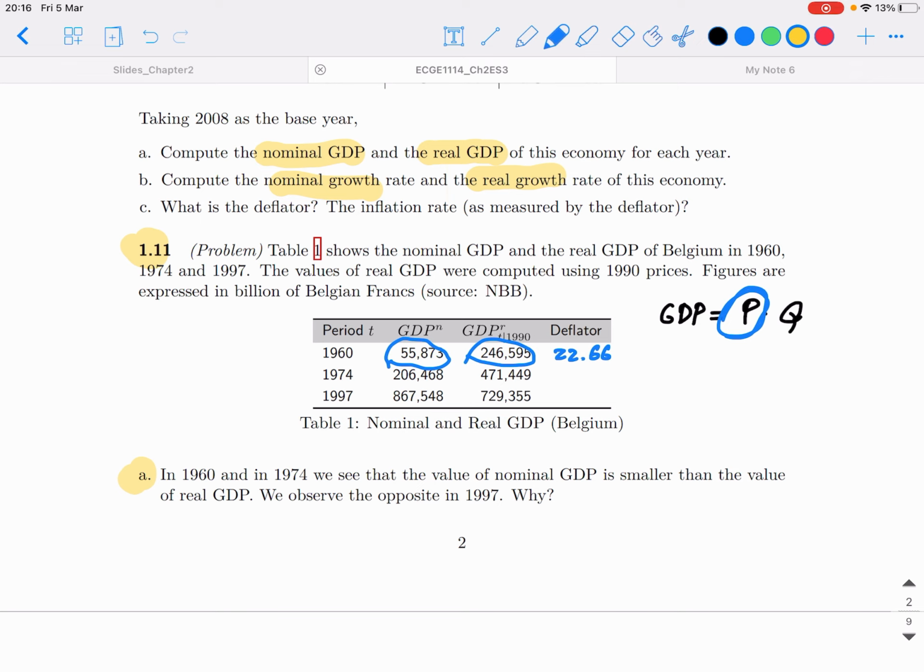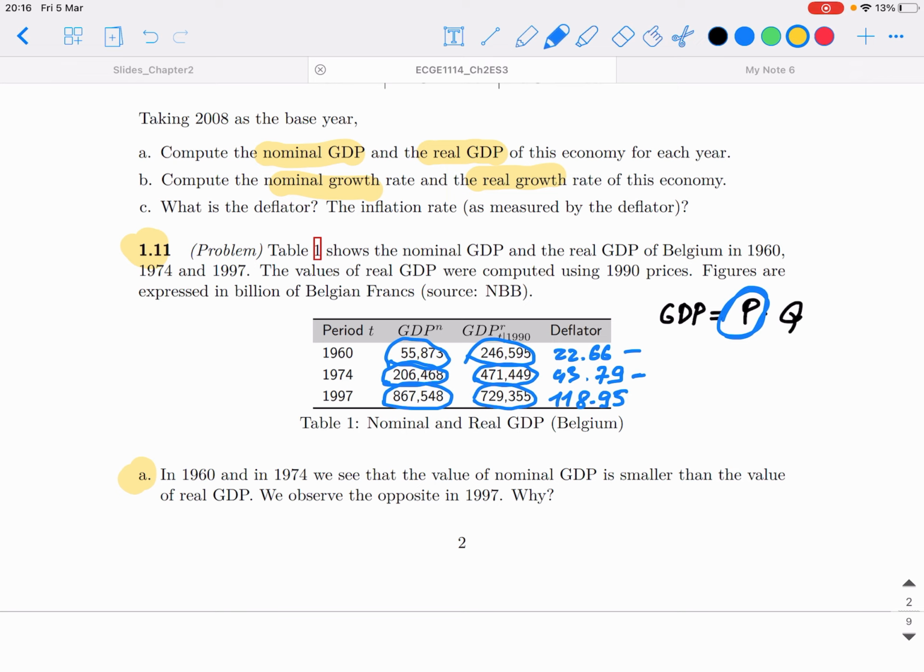Then to calculate for 1974, you again take the nominal GDP for that year and divide by the real GDP for that year. Again, you can multiply by 100, and then you will get this value. For the last one, again, you take the value on the left, divide by the value on the right, and you will get this value. From the values of the deflator, you can also see that these two are much lower than 100, and 100 is the value of the base year, which is 1990.